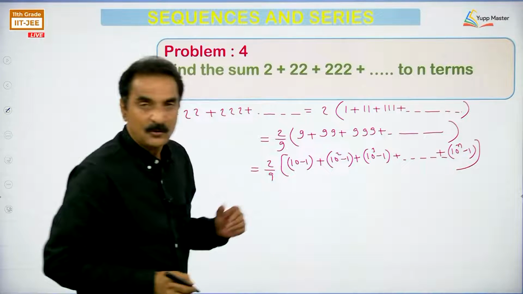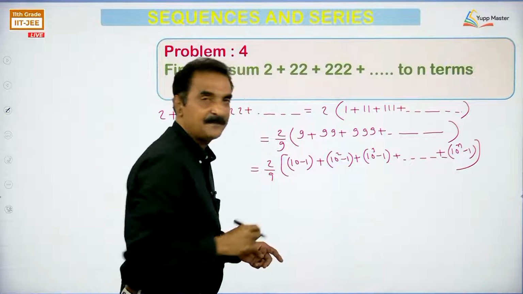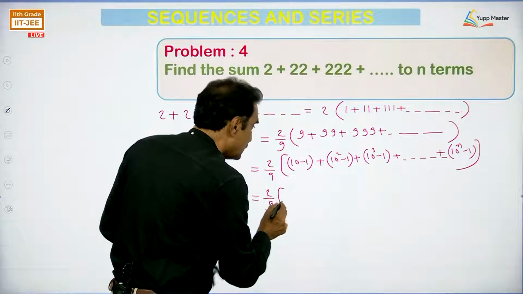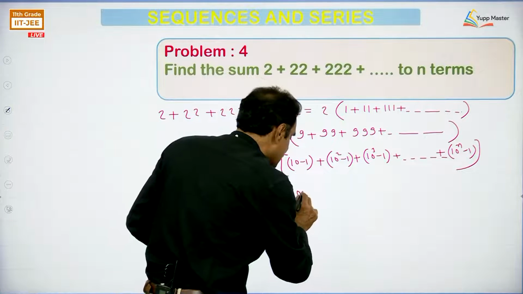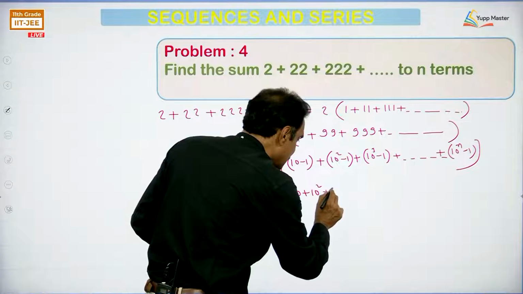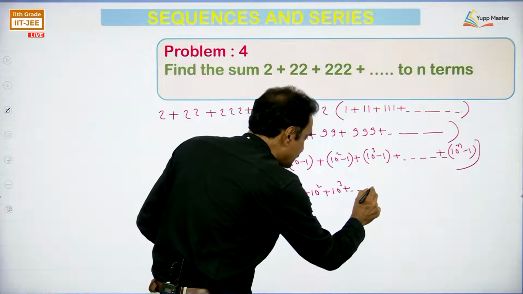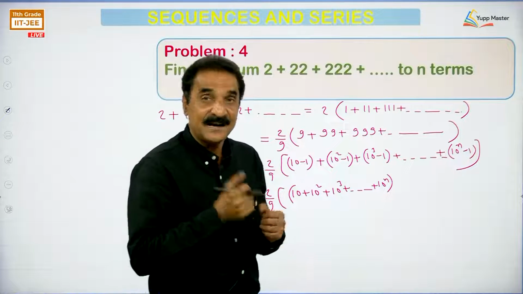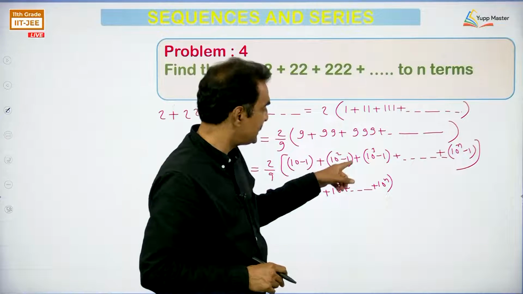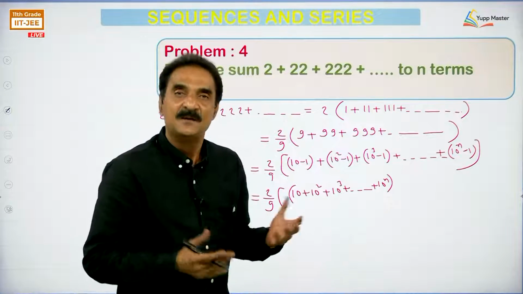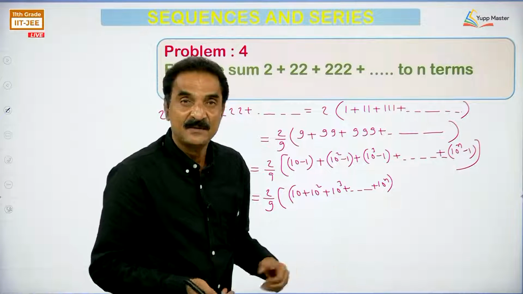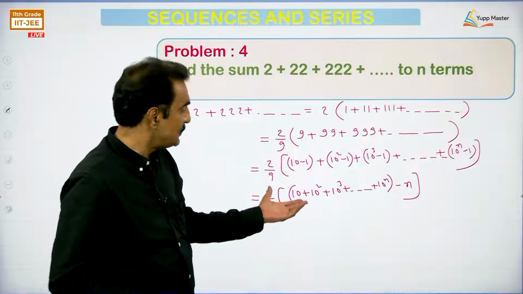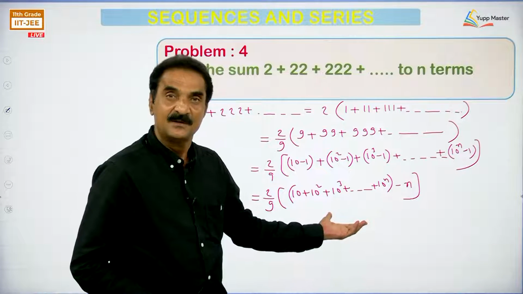Okay. Now, collecting the first terms of each bracket, we will get 10 plus 10 square plus 10 cube and so on till 10 power n. Alright. Now collect the second terms. Second terms are what? Minus 1 plus minus 1 plus minus 1 and so on n times. What is it? Minus 1 into n. That will be minus n. Bracket close. Now this is a GP, geometric progression.